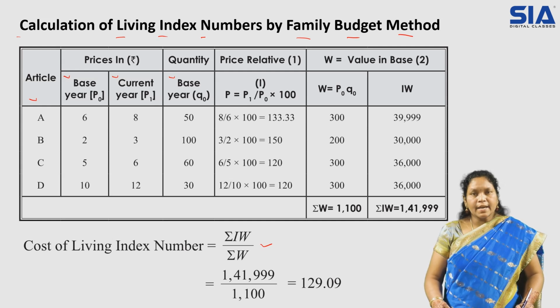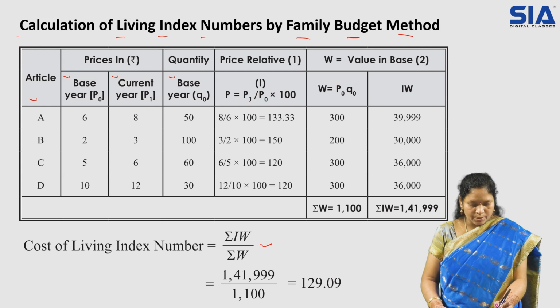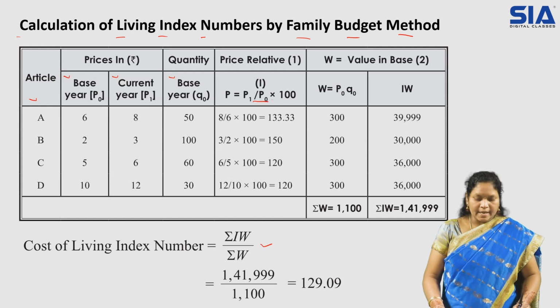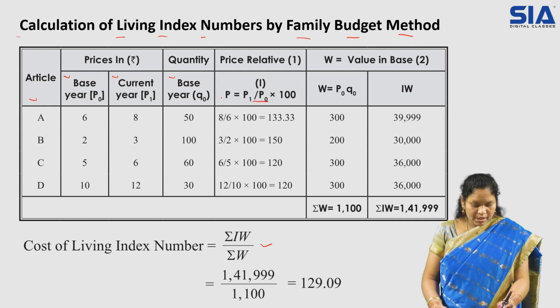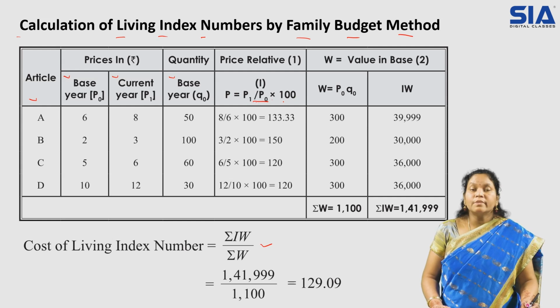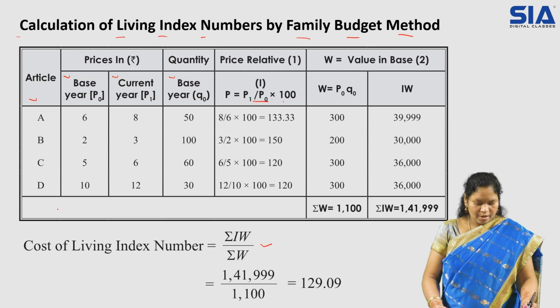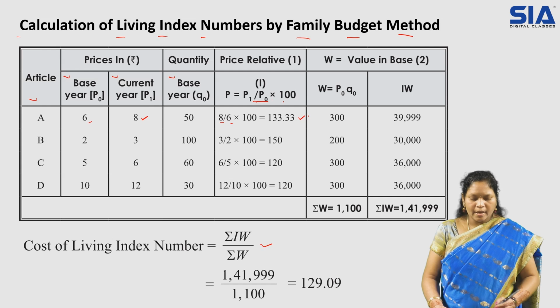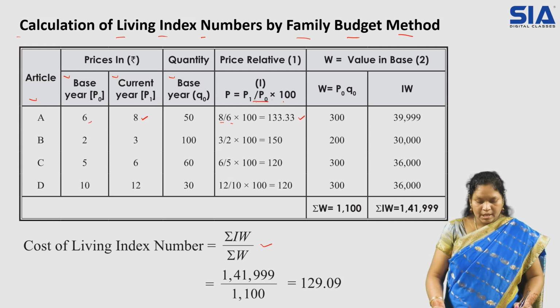Now how to identify I? To obtain I, you have a formula, that is P1 by P0 into 100. That I am considering as some P. So P is equal to P1 by P0 into 100. That value is called the price relative. So how to do it? Now take the P1 value. P1 is 8, 8 divided by P0, which is 6, 8 divided by 6 into 100. We got the value 133.33. Like that I have done the first value of I.